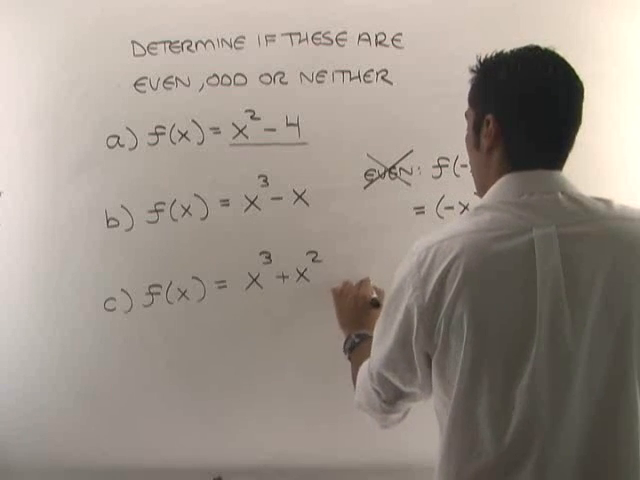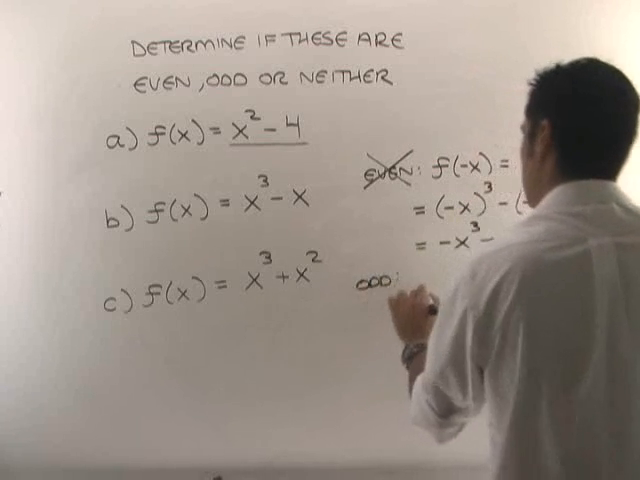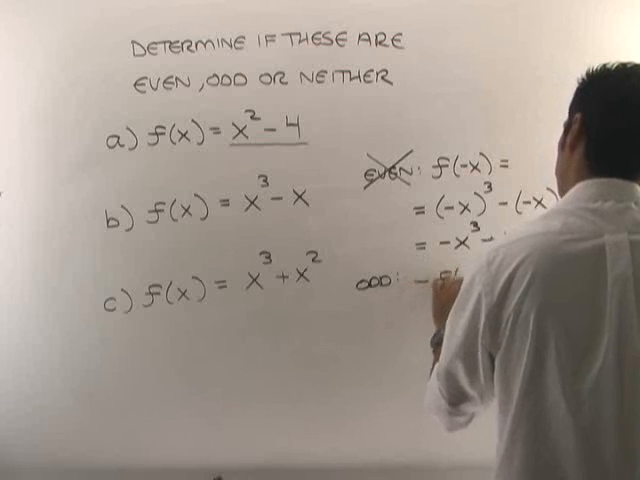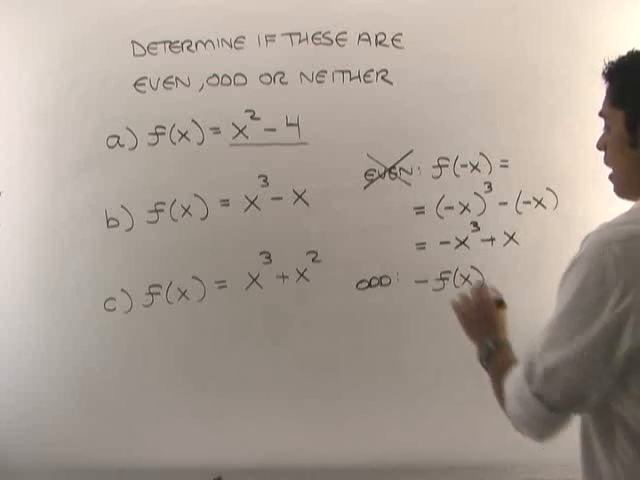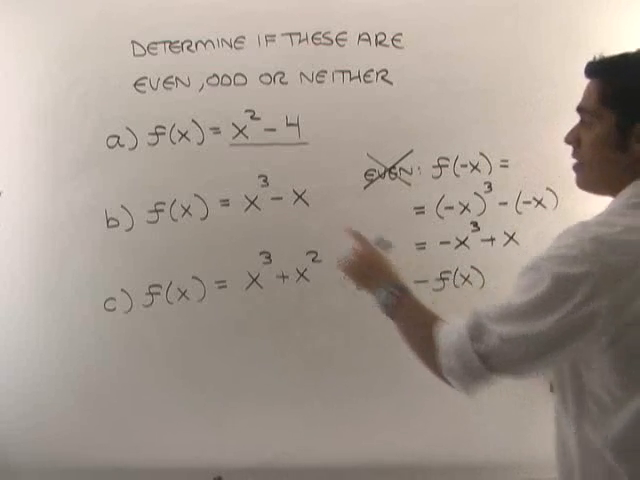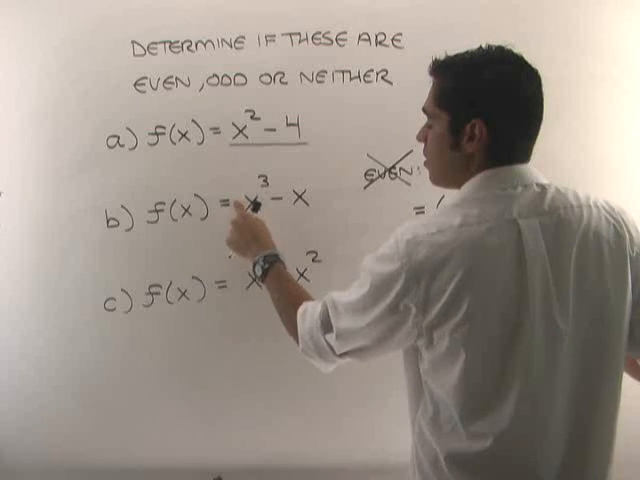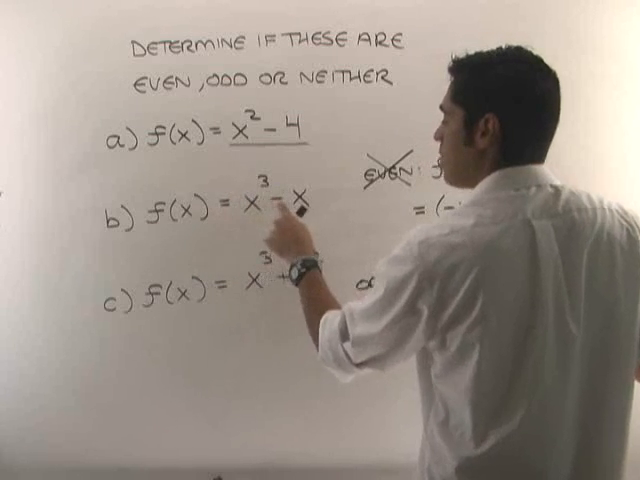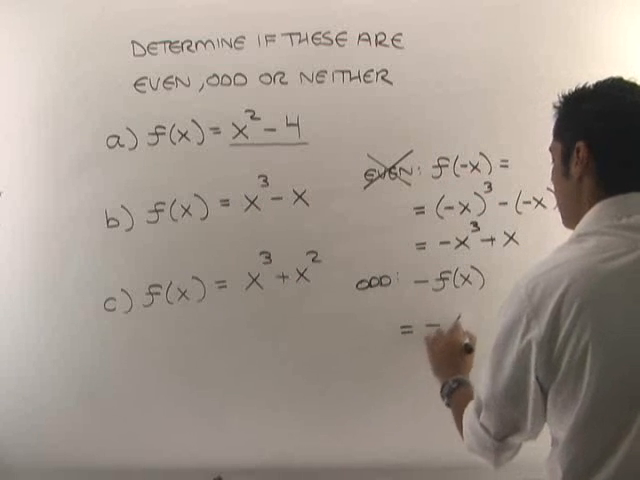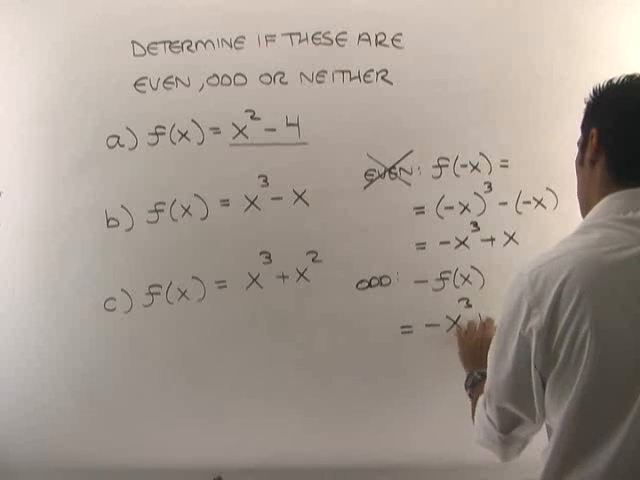To see if it's odd, what we do is we look at negative f of x. Now negative f of x means we just take the original function here and we make it negative, which changes the sign of this to be negative and that to be positive. So it's negative x cubed plus x.